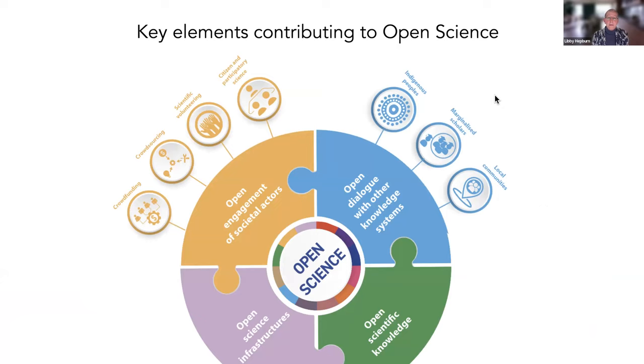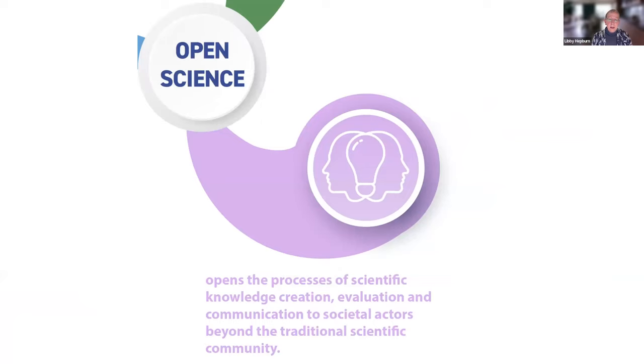I'm assuming that everybody here will know a little bit about the Open Science Recommendation. If we look at half of the recommendation's key elements, we'll see that they're all to do with the space that citizen science works in. So that's at least half of what's there. An important element to us is that the recommendation is opening the processes of scientific knowledge creation, evaluation and communication to societal actors beyond the traditional scientific community. And that is what citizen science is all about. So as we understand it, citizen science has a huge amount of value to add to the recommendation, and this is what we're seeking to do.